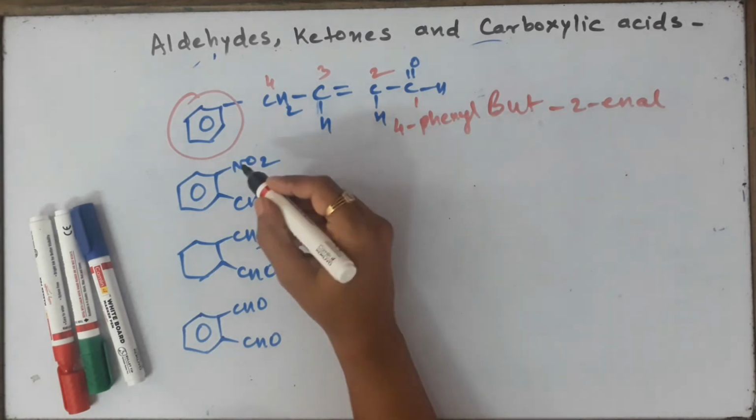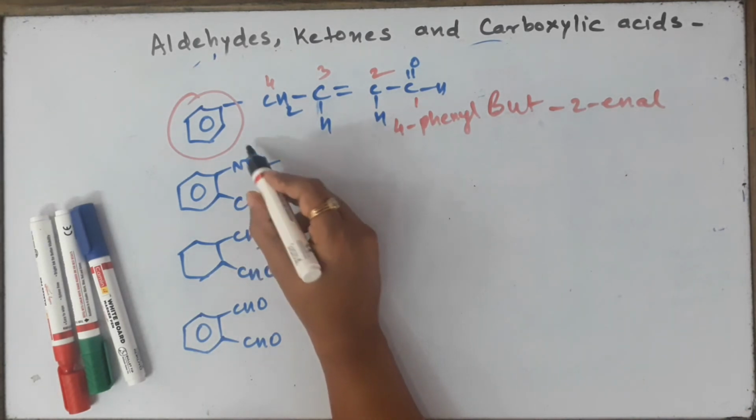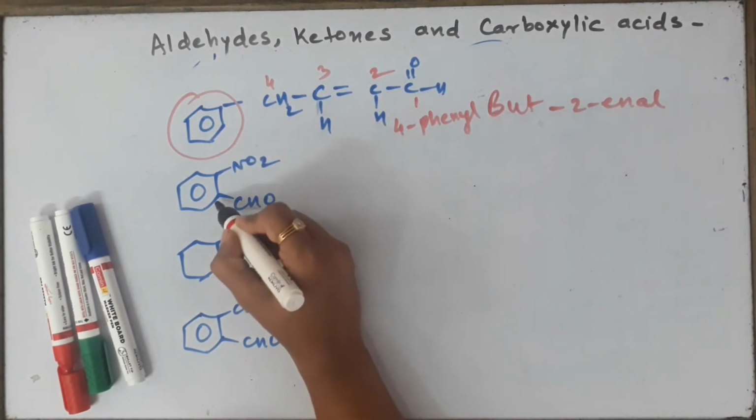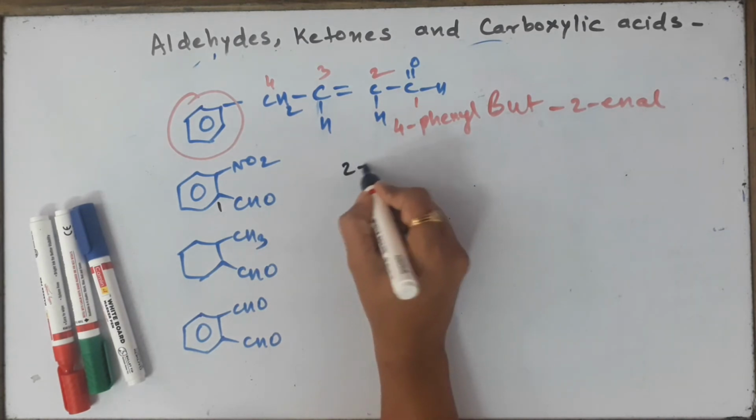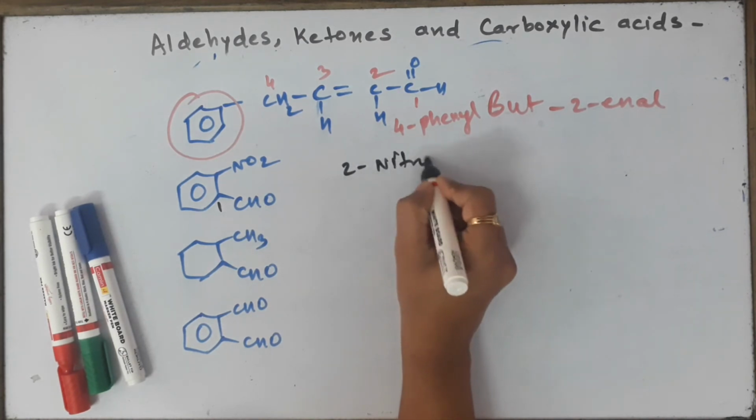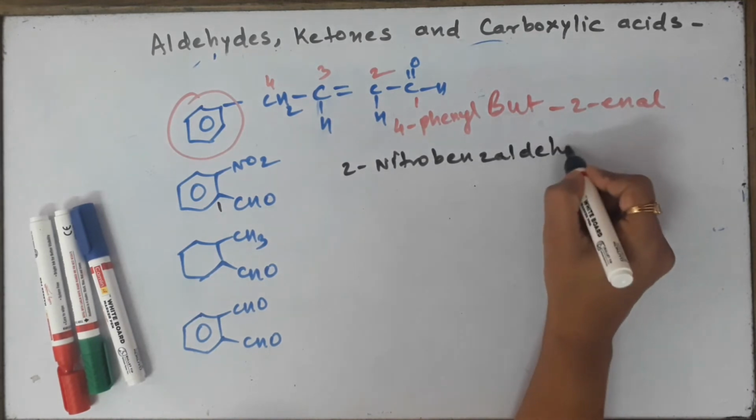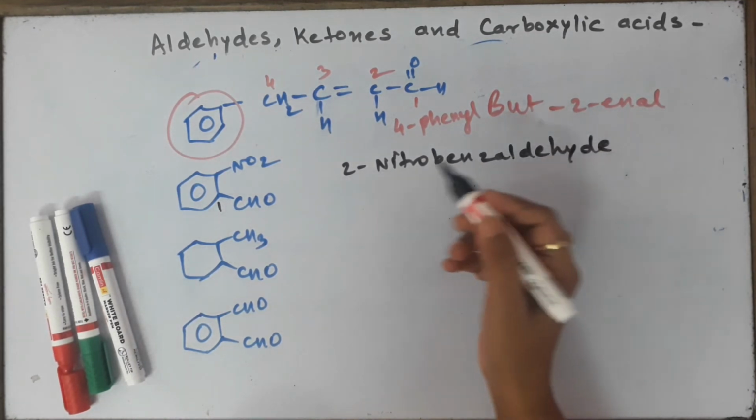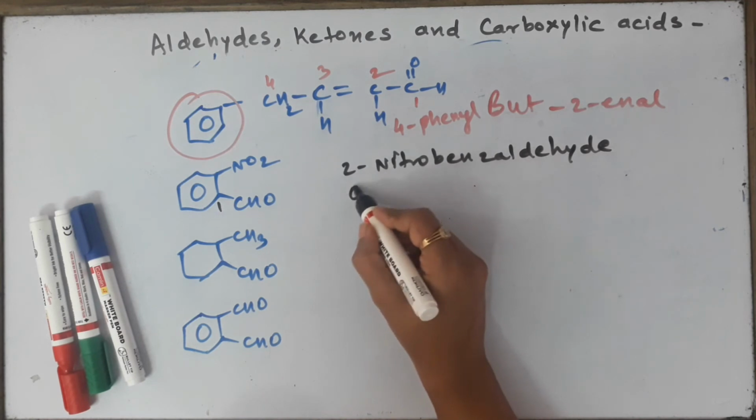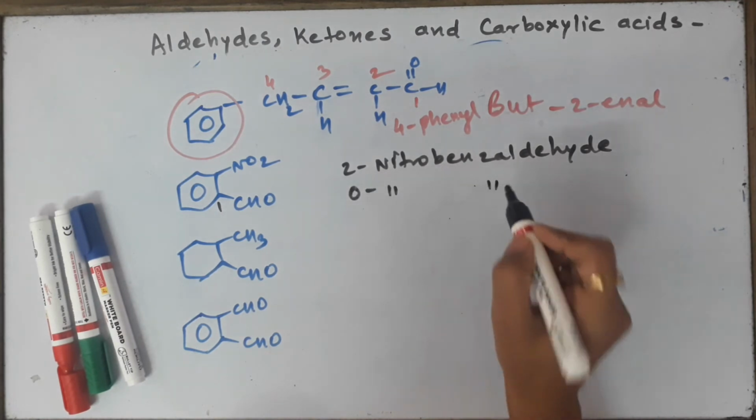Look at the next one. Here we have CHO and NO2, nitro, and this is aldehyde. So this is important for me. So I'll call it 2-nitrobenzaldehyde as the important name. And if you want to name it in the common name, which can also be there, ortho-nitrobenzaldehyde.